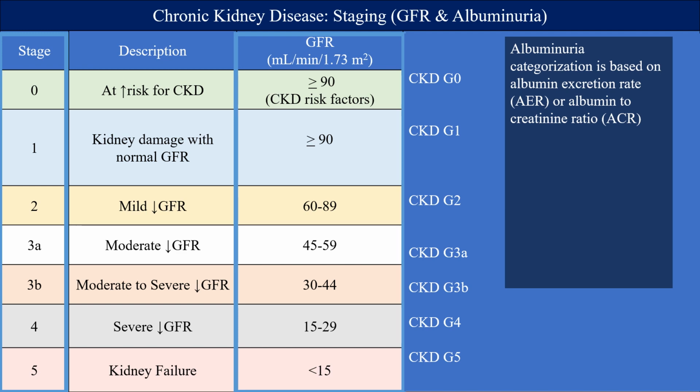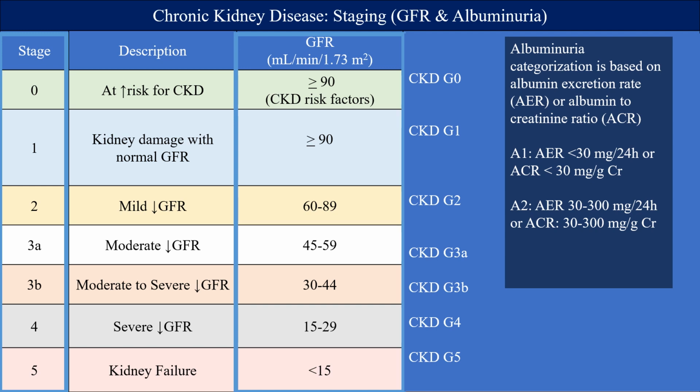Each CKD stage may also be further categorized based on the severity of albuminuria. The extent of albuminuria is used as a marker for the degree of glomerular basement membrane injury. Albuminuria may be classified as A1, which denotes having normal to mildly increased albuminuria: albumin excretion rate or AER is less than 30 milligrams per 24 hours, or albumin to creatinine ratio ACR less than 30 milligrams of albumin per gram of creatinine.